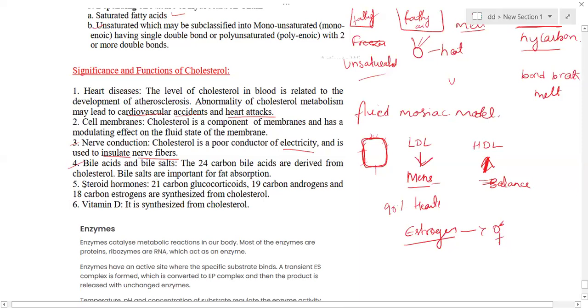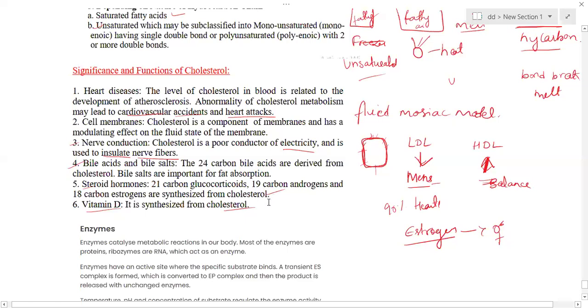Then especially for the steroid hormones. 5 carbons are very important for the steroid hormones. 21 carbon glucosteroids are important for the glucocorticoids, corticosteroids. And then 19 carbon androgen and 18 carbon estrogen are synthesized from the cholesterol. And also vitamin D, it is also synthesized from the cholesterol only.